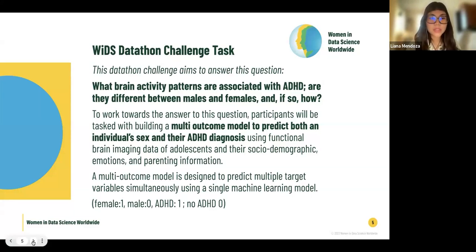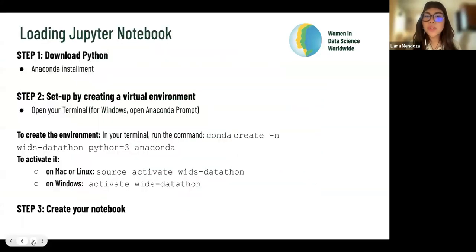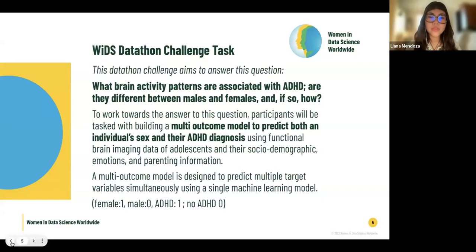A multi-outcome model is designed to predict multiple target variables simultaneously using a single machine learning model. So these are the outcomes which are expected: 1 is for female, 0 is for male, 1 is for individuals with ADHD, and 0 is for individuals with no ADHD. Most of the brief overview about the Datathon challenge itself, we talked about in the first workshop, and you can refer back to that if there are some details that we won't be going over in this specific workshop today.